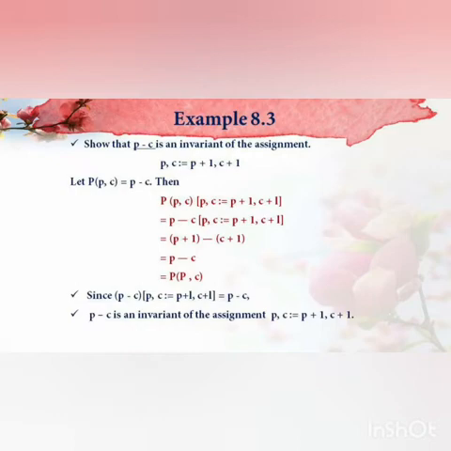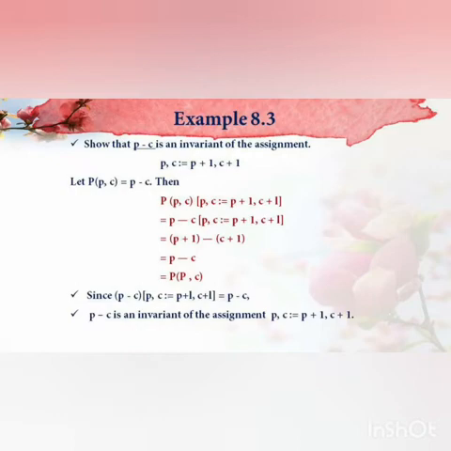Let P of p, c be equal to p minus c. Then, P of p, c, that is, p, c := p plus 1, c plus 1. Here, p value is replaced as p plus 1 and c value is replaced as c plus 1. Now, we are going to substitute the value. P of p plus 1, c plus 1 is equal to p minus c with p plus 1, c plus 1. How do you substitute the value?